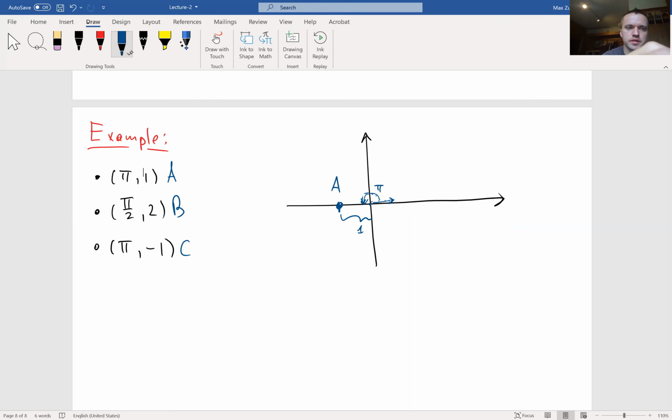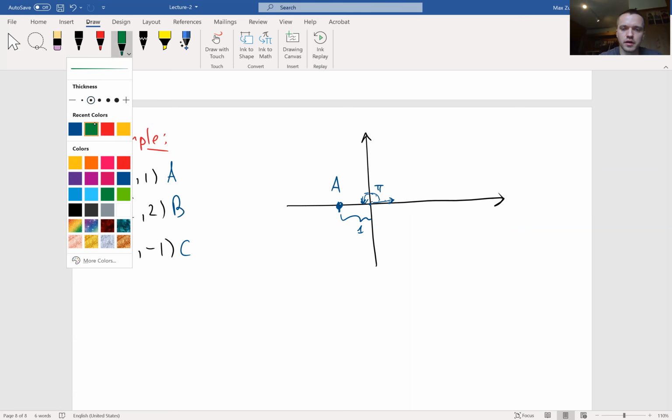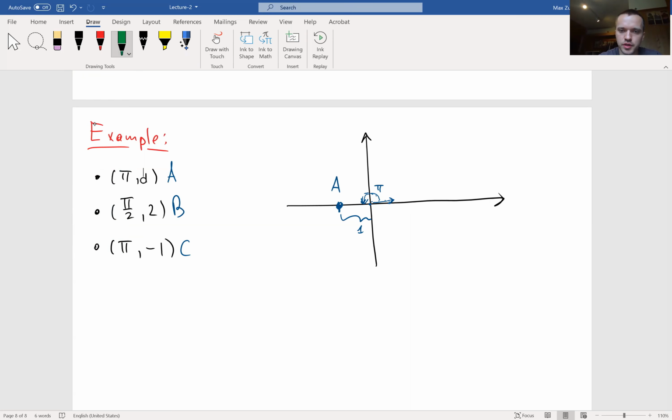Okay, then using the same idea, I can find the next point. I'm going to rotate by pi over 2, and I'm going to walk distance 2 from the origin. So this is going to be 1, this is going to be 2. So this is going to be my point B, which is (pi over 2, 2).